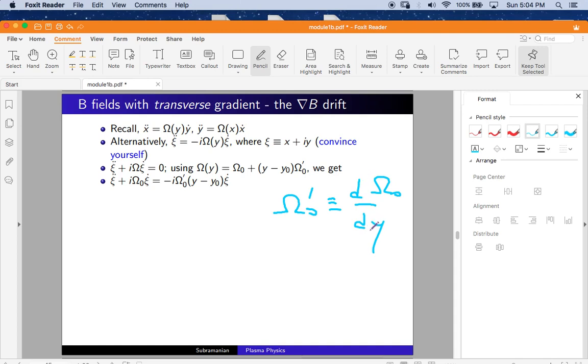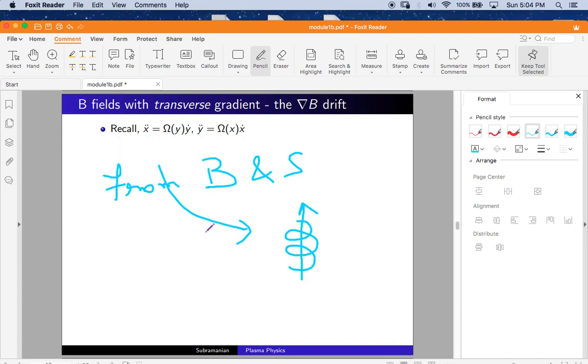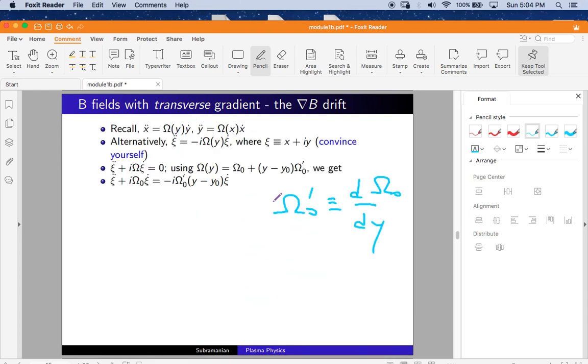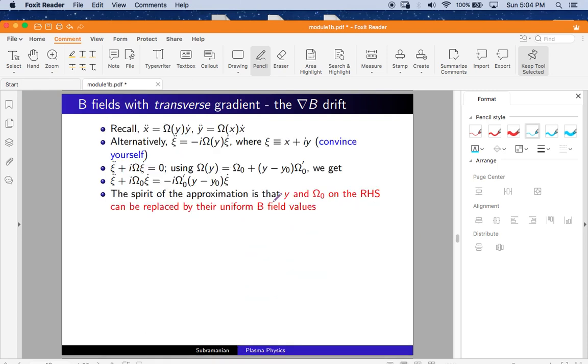Okay, what does that mean? Which direction is the magnetic field varying in: x or y or z? Please think about it. Okay. For the purposes of this one, we're simply saying that the gyro frequency varies as a function of y. In other words, for instance, here you see the gyro frequency will vary in this direction.